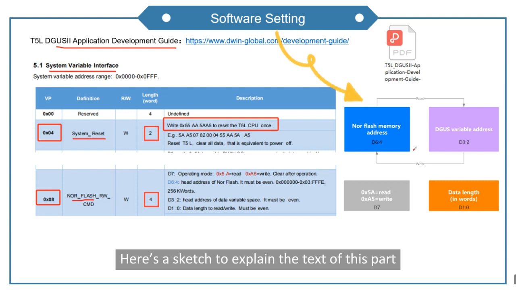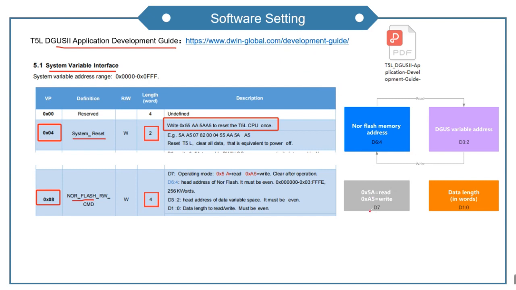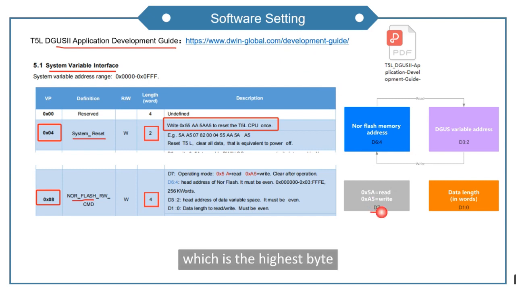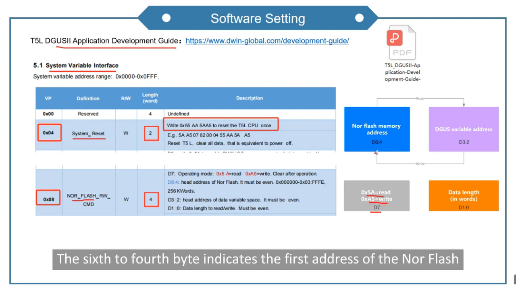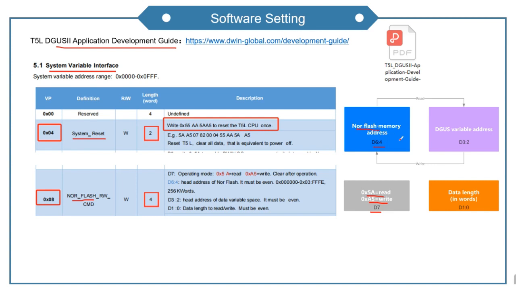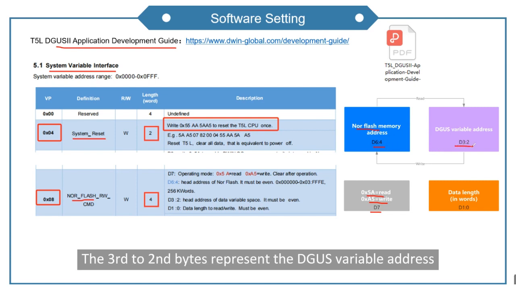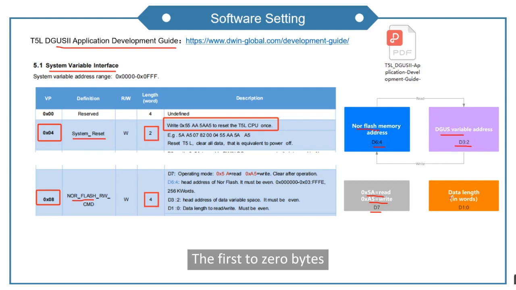Here's a sketch to explain the text of this part. The 7th byte, which is the highest byte, indicates the mode of operation. If the byte is 5A, it equals read, and A5 equals write. The 6th to 4th bytes indicate the first address of the NOR flash. It has to be an even number. The 3rd to 2nd bytes represent the DWIN variable address. The 1st to 0 bytes, representing the length of the data, must also be even.